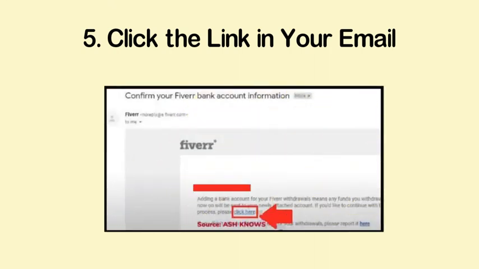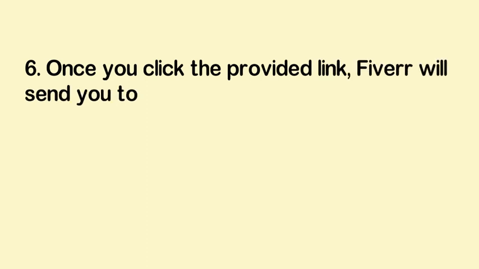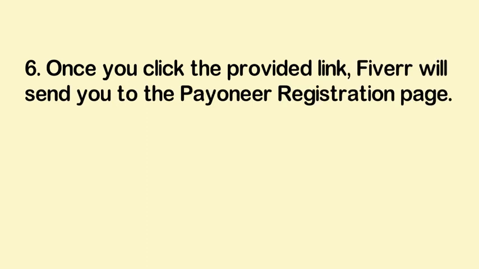Step 5. Once the verification process is over, Fiverr will send you an email at your email address. When you open this email, you will find a click here link. Click this link. Step 6. When you click the provided link, Fiverr will send you to the Payoneer registration page.